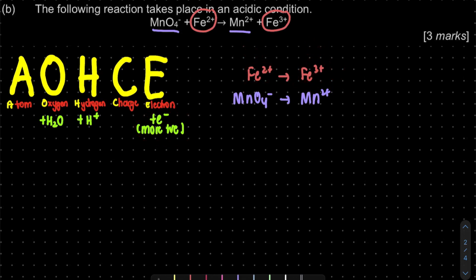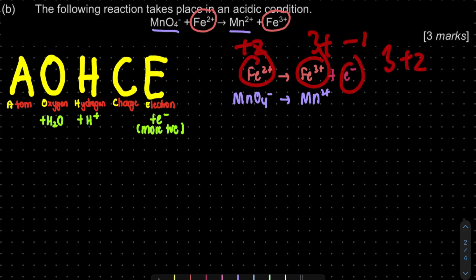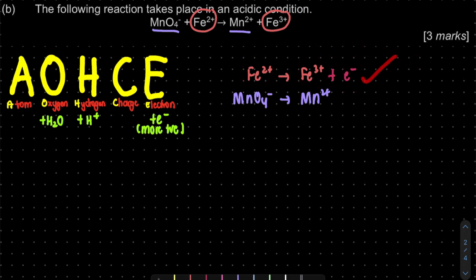So how many electrons am I going to add? I'm only going to add 1. Plus 1 electron, because right now positive 3 and negative 1 will become positive 2. This one is positive 2. So this equation is balanced already.